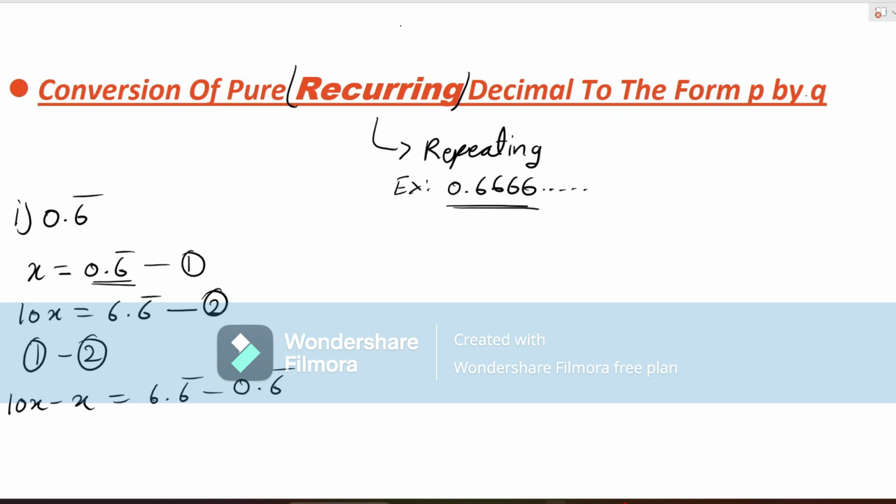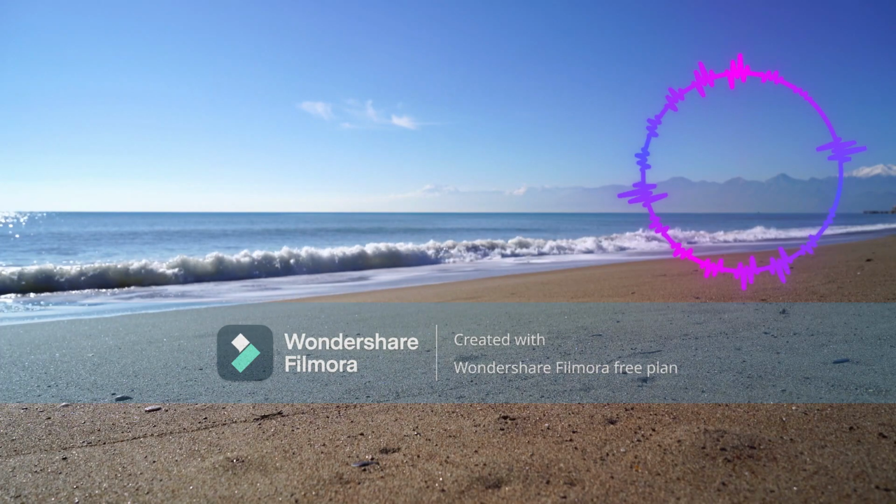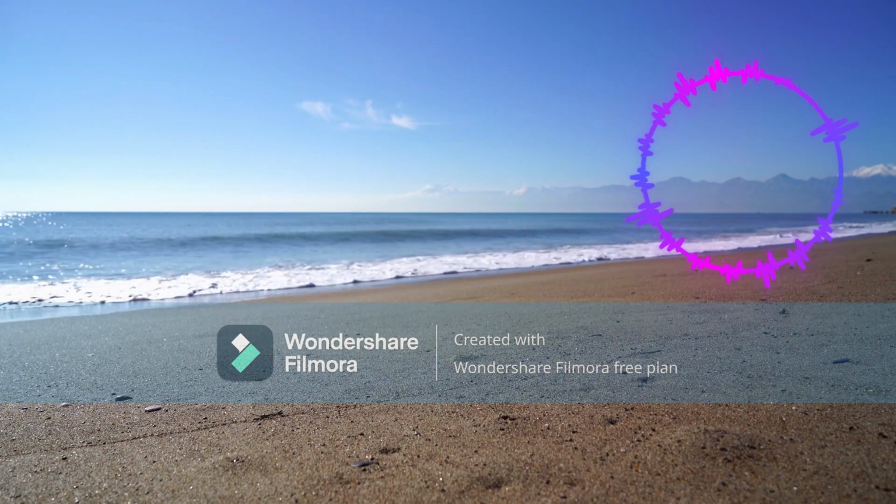Okay, this bar will get cancelled. So this is 9x is equal to 6. Now, if we shift 9 to the other side, it will become 6 upon 9. Right? Now, after doing the division, we will get 2 upon 3 as our answer.